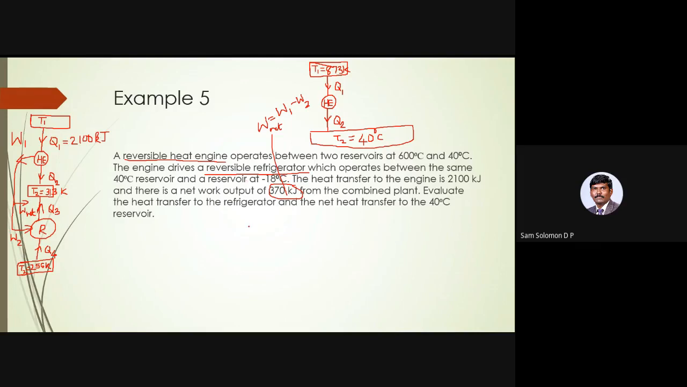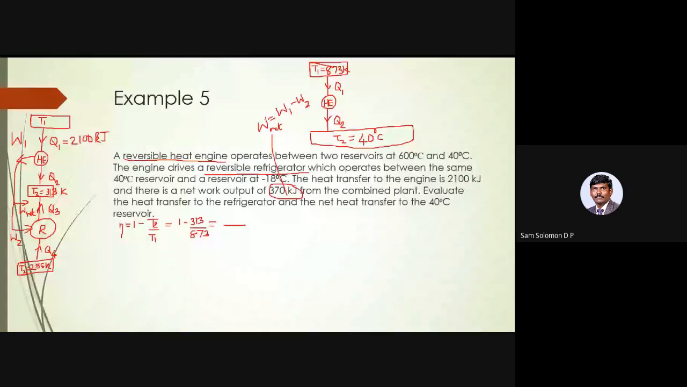So let's find the efficiency of the heat engine first, which is 1 minus T2 by T1. Because it is a Carnot heat engine, 1 minus T2 by T1 will be equal to 1 minus Q2 by Q1, or W by Q1. So this is 1 minus 313 divided by 873. This will give you the value of the efficiency of the heat engine.